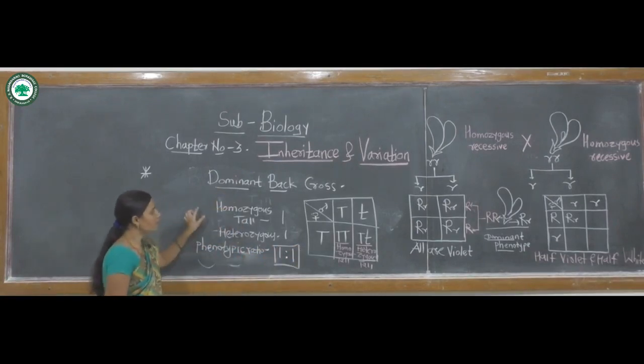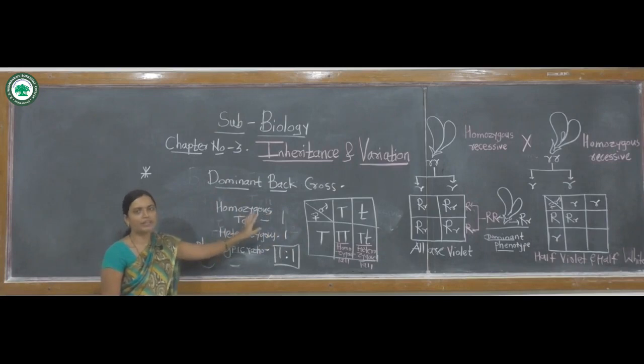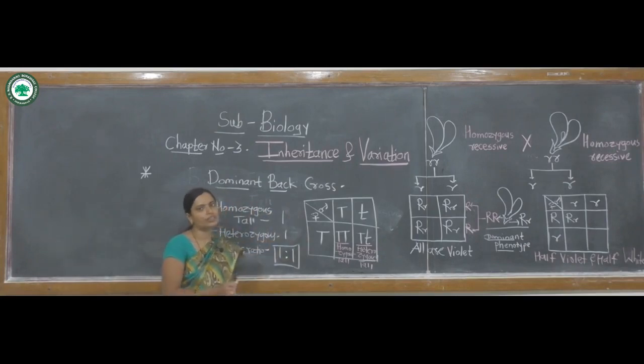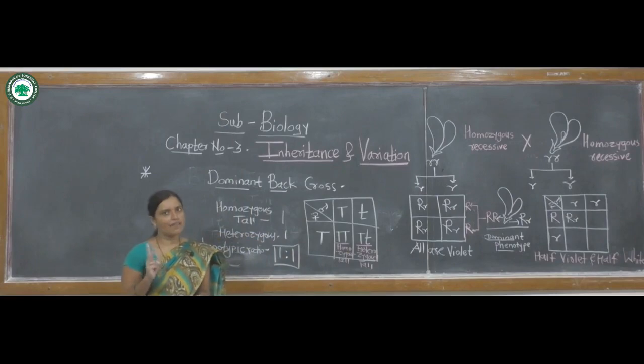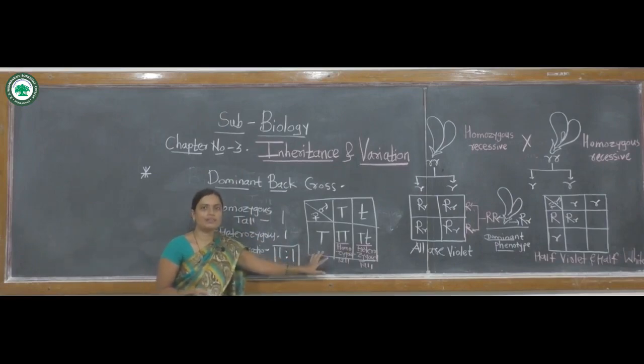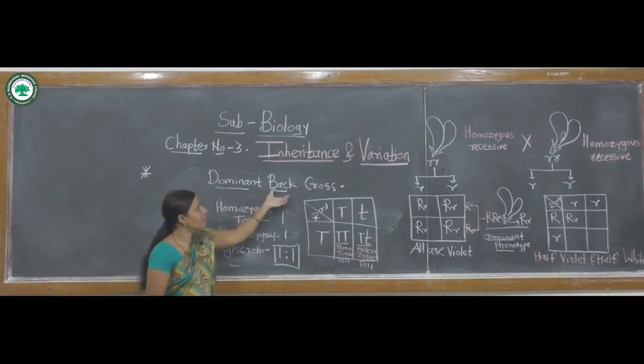The dominant back cross means F1 is crossed with any one of the parents. For example, we took the tall, dominating parent, and after crossing we get the F2 generation. This F2 generation produces two kinds of plants, and all of them are dominant, but some are heterozygous dominant and some are homozygous dominant. This is the first, the dominant back cross.